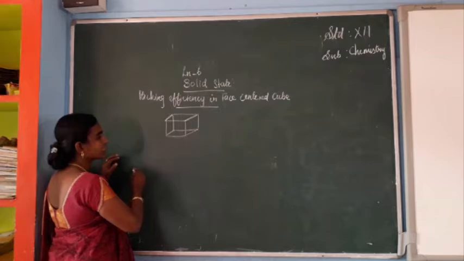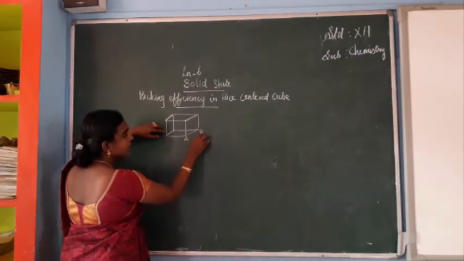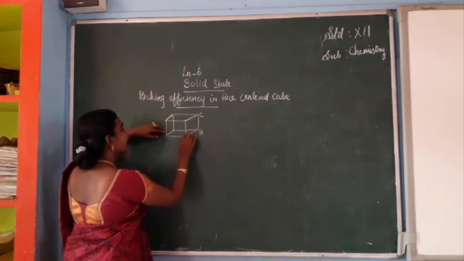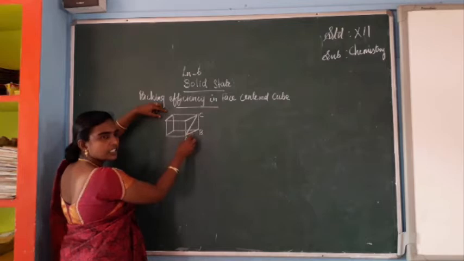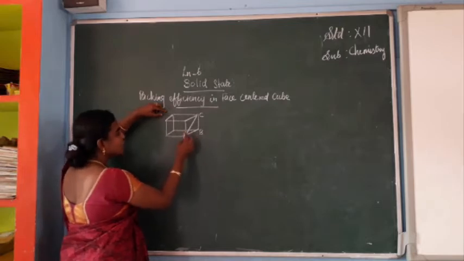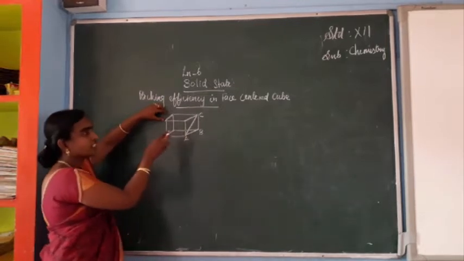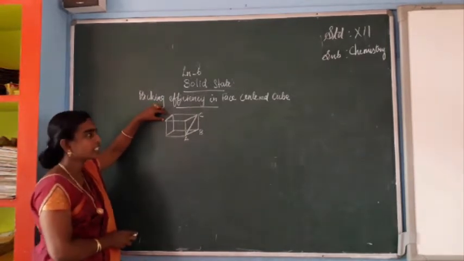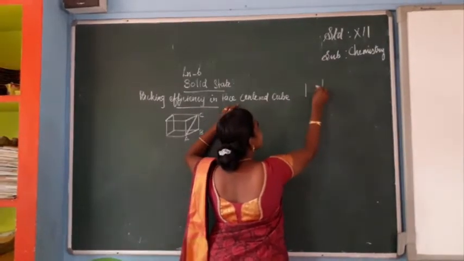Consider the cube like this. Take this as A, B and C. A and C you join like this. That's why you are getting a triangle. So now we can draw the face-centered cube here.